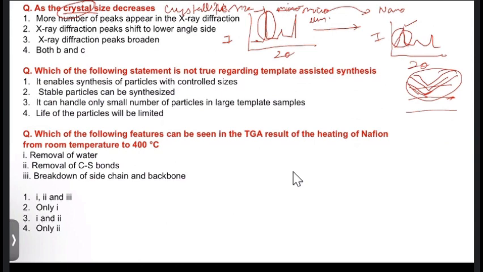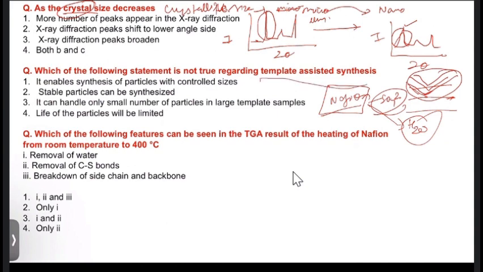All of you understand what is a template assisted synthesis? We design a template, like in lecture we discussed about Nafion based template, which has some sulfate groups and some water molecules, and that is a template we use for that synthesis. But which of the statements is not true?